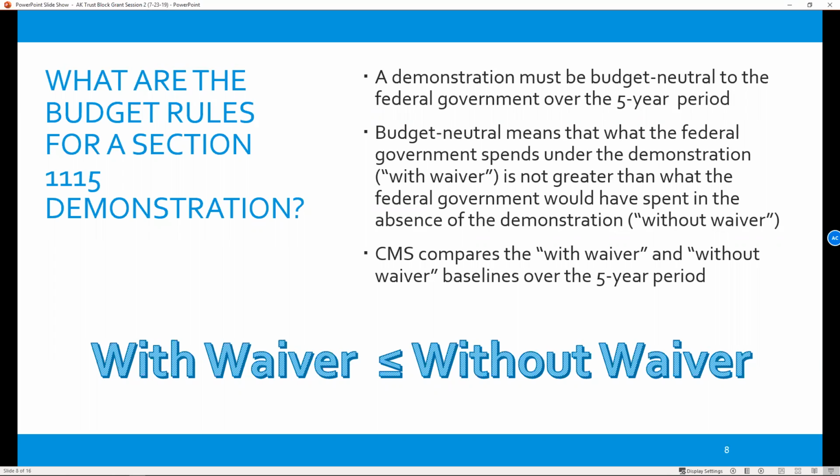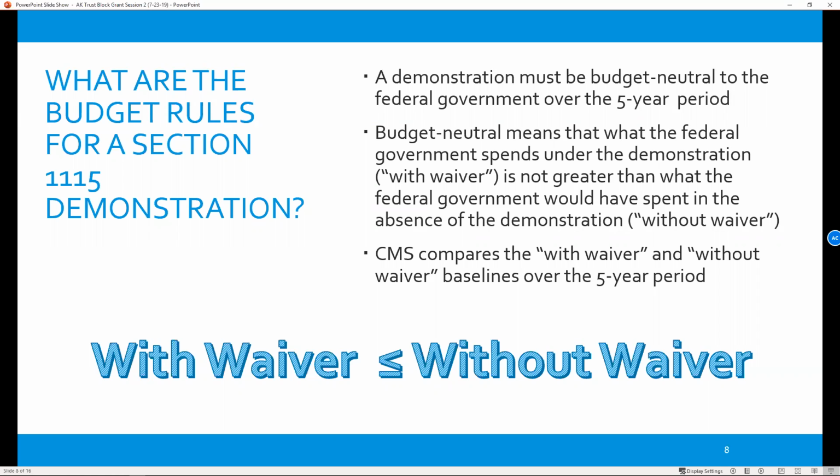So the magic terms here are with waiver spending. How much is the federal government going to spend on Medicaid if the waiver goes into effect? And how much would the federal government spend if the waiver didn't go into effect, the so-called without waiver, or WOW, W-O-W.